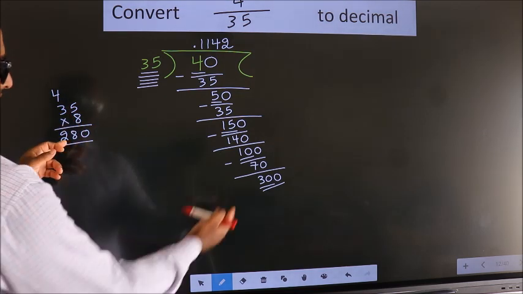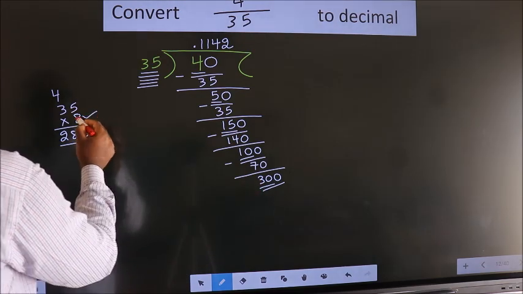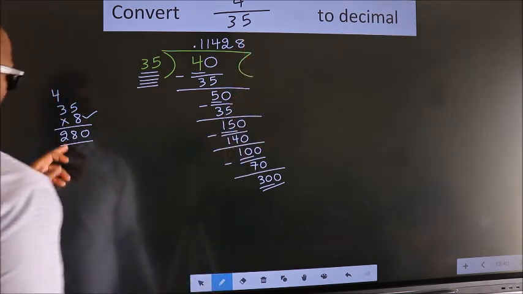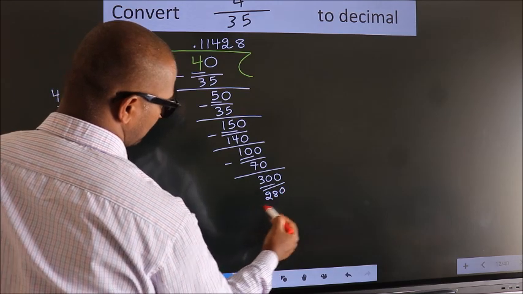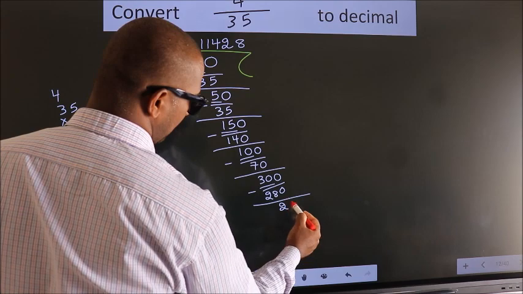So 280 close to 300. So we should go with 8. So 35 8 times 280. Now we subtract, we get 20.